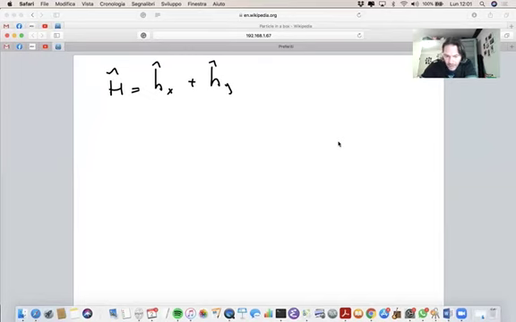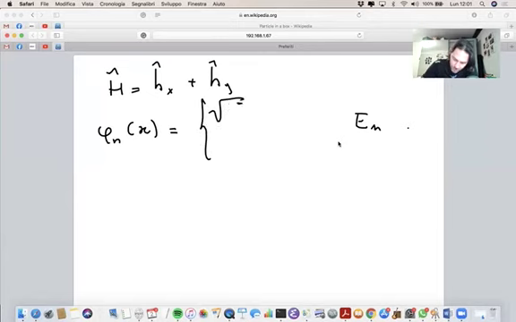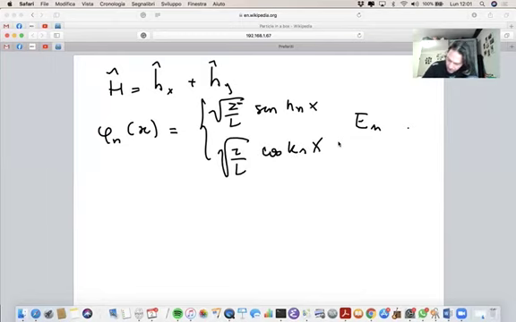And I remind you that we know the solution of the corresponding Hamiltonian. Now we know the n, and this is going to be root of 2 over L sine kn x, and root of 2 over L cosine kn x, for n odd and even, remember? So the total wave function will be depending now on two different numbers, because I could choose a number n for the x and a number m for the y.